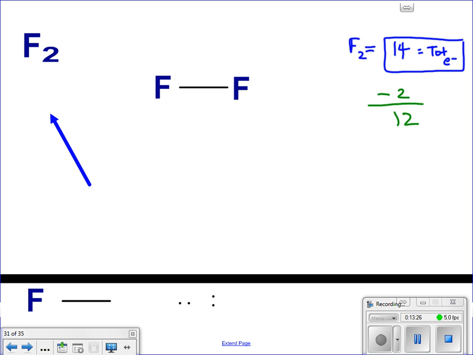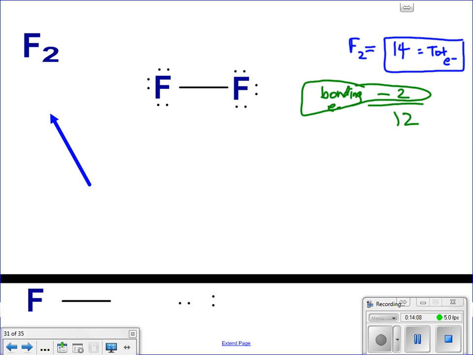So the 2 were bonding electrons. All right, so that left us with 12. So here we go. Each fluorine needs more electrons, so let's give it to them. Here's 2, 4, 6, 8, 10, and there we go, 12.